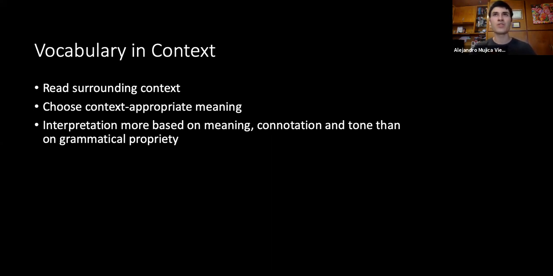Here it will mostly be just about meaning, just about context. You read the surrounding context and you have to choose a context-appropriate meaning. It's not just about the parts of speech. In general, you will find that all of them are grammatically correct, but they might not be the best choice based on meaning, connotation, or tone.